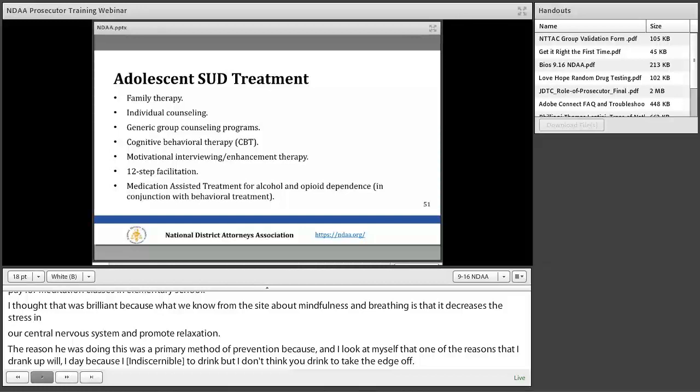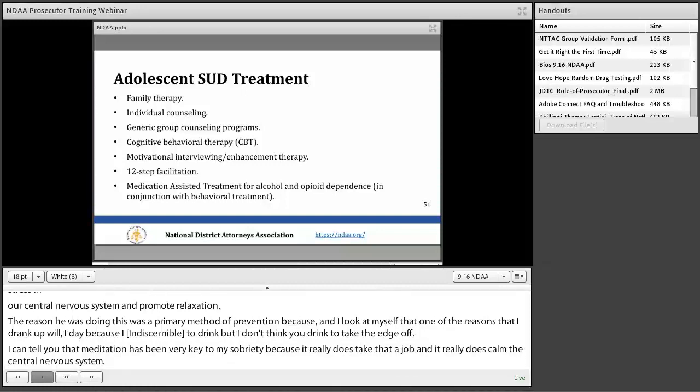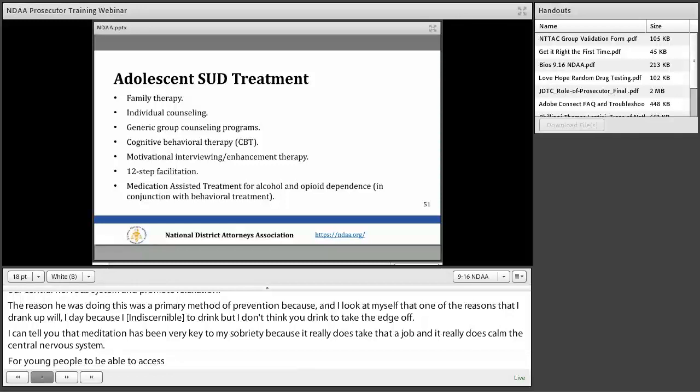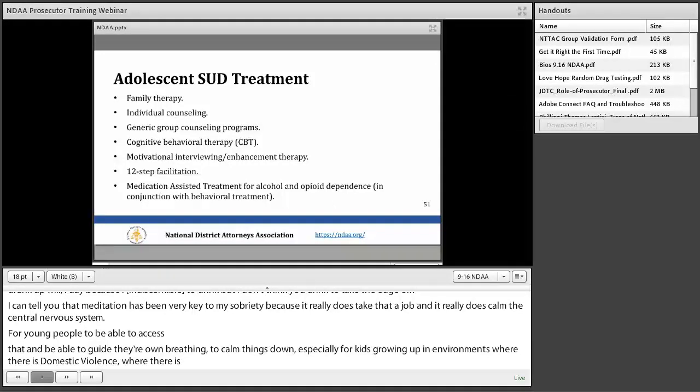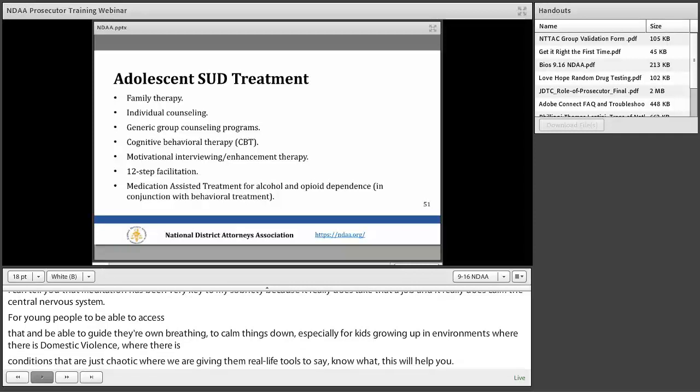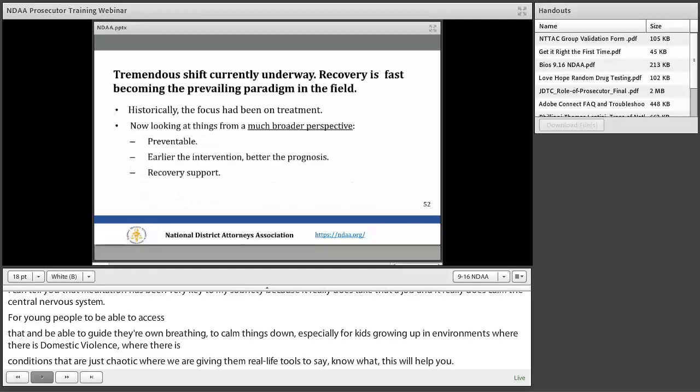And for young people to be able to access that and to be able to, by their own breathing, calm things down, especially for kids who are growing up in environments where there's domestic violence, where there are conditions that are just chaotic, we're giving them real life tools to say, you know what, this will help you. It may not solve the external problem, but it's giving kids access to something they can do 24/7.